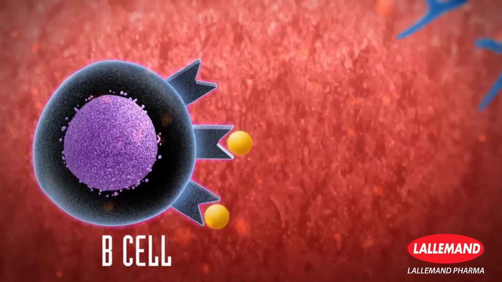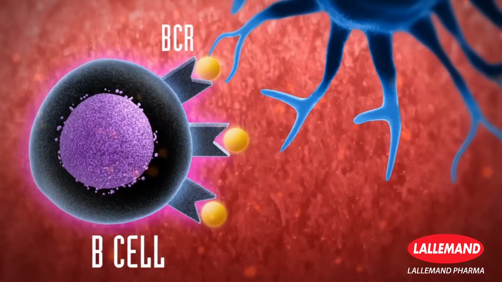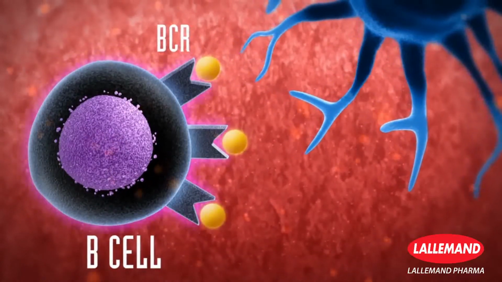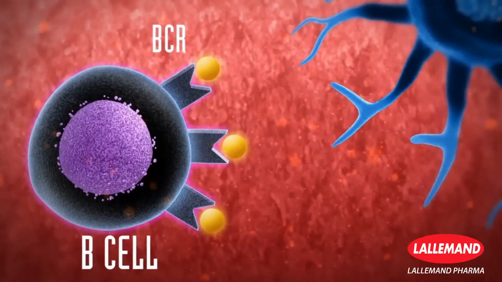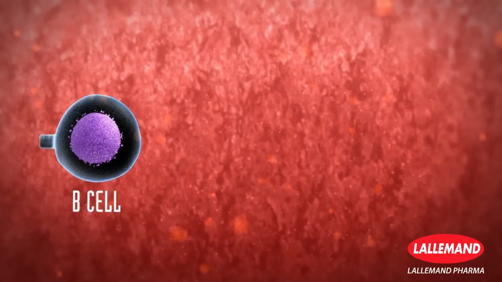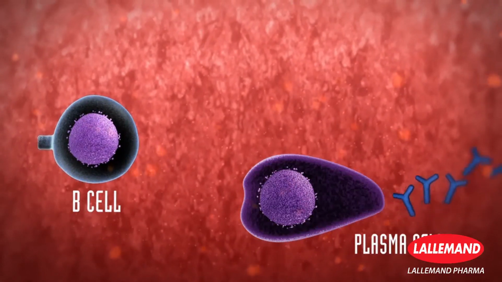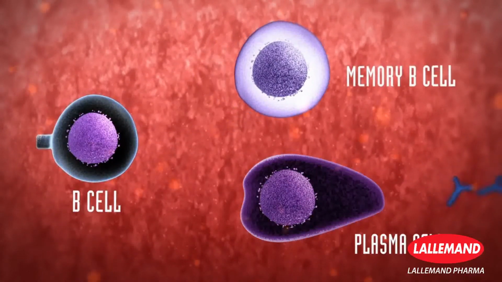B lymphocytes also belong to the specific immune response. They express surface receptors, BCR, able to recognize a specific antigen. B cells can differentiate either into plasma cells, able to secrete antibodies, or into circulating memory B cells.